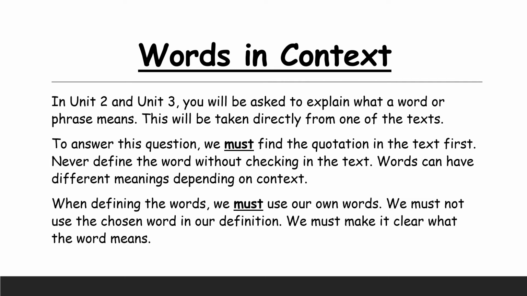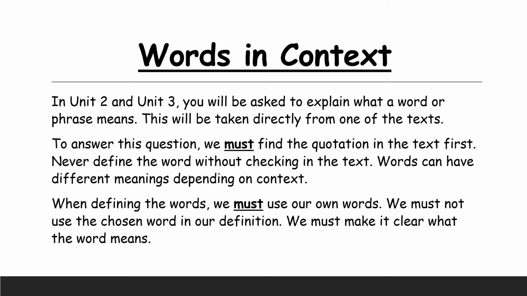Now, when you define these words, the golden rule is that you must use your own words. You cannot use the word that you are defining in your definition. If I was to explain what a camera is, I can't use the word camera in my definition. I can't say, oh, it's one of those camera things. Oh, it's something that you use as a camera. You can't use the word camera. You have to use words that other people know.